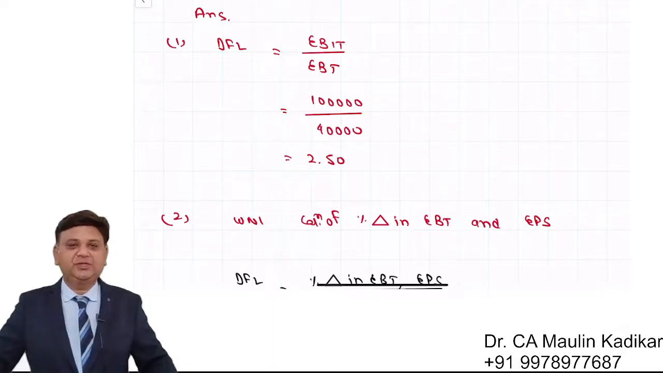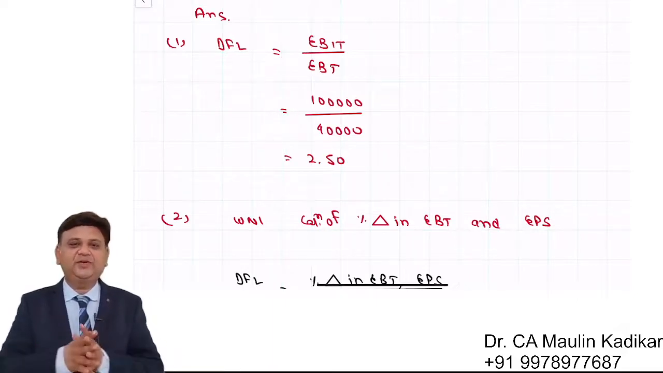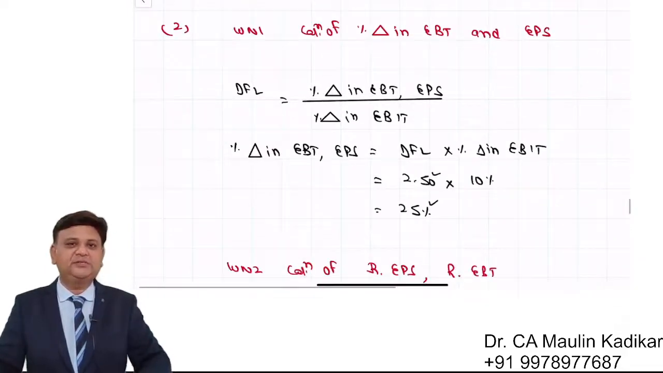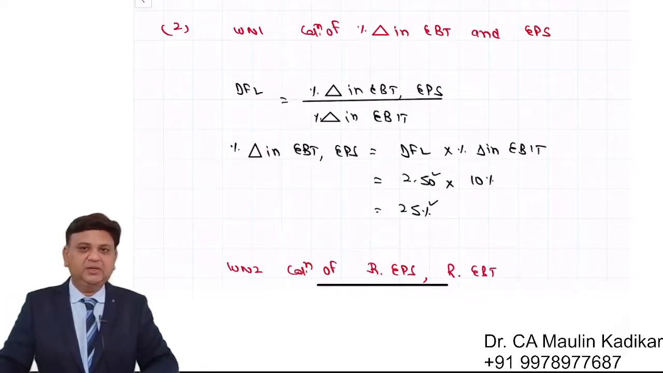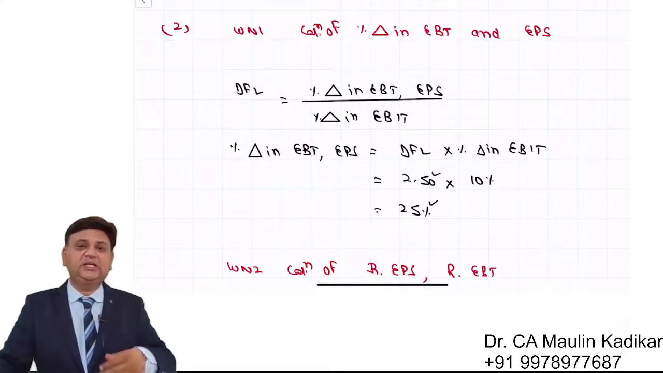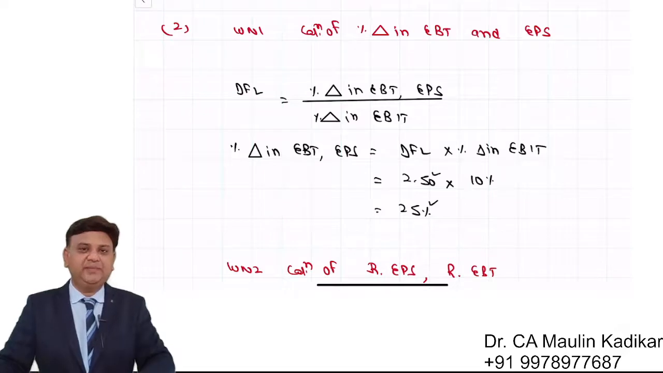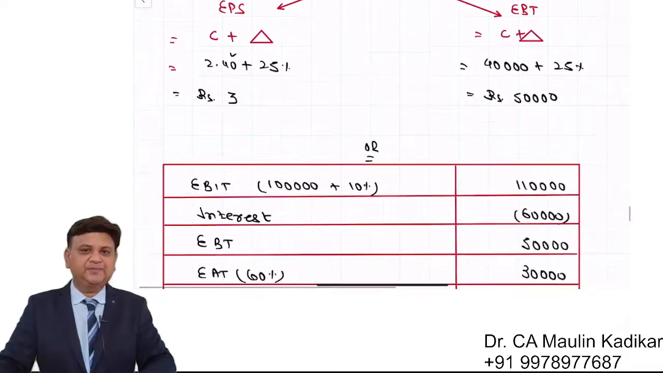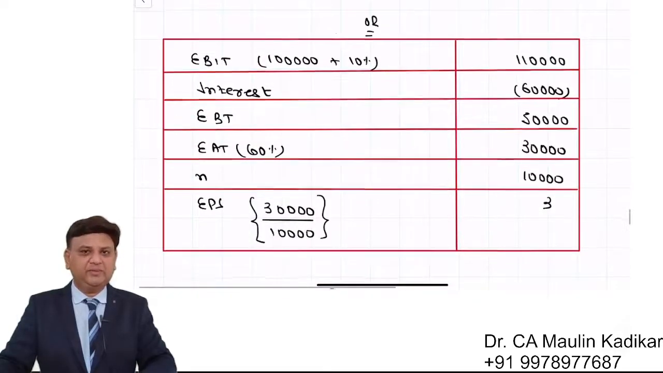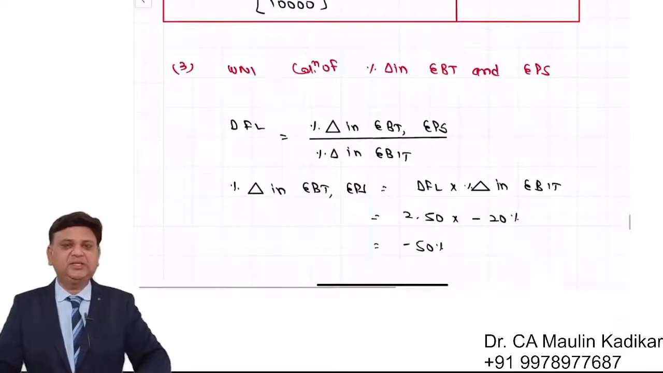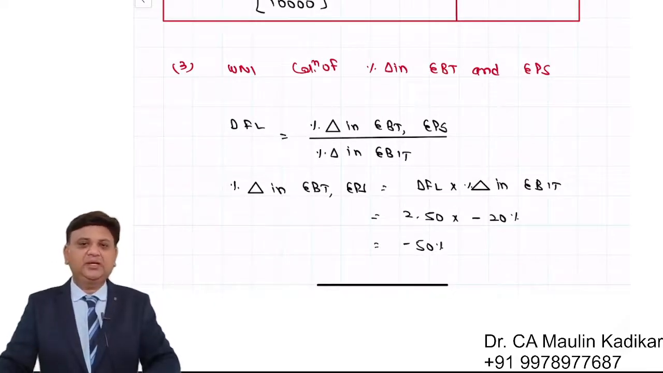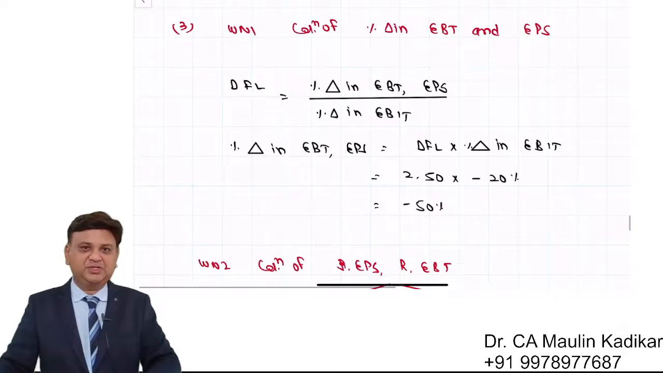So a small revision of the entire question. In the first question, we are required to find the DFL, that is EBIT upon EBT, because no preference dividend information is given. In the next question, we are required to find that, if at all there is an increase in the EBIT, what is the revised EBT and EPS? That is what we have done. EBT and EPS, or we can go with the table format. Going with the percentage change format is required if the question is specifically providing that you are required to apply the concept of leverage.